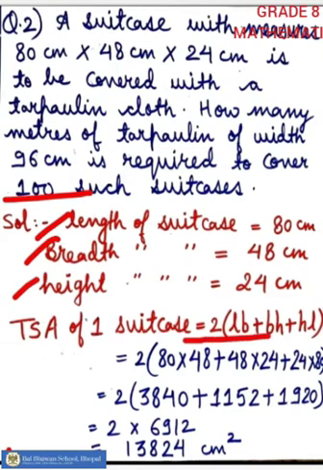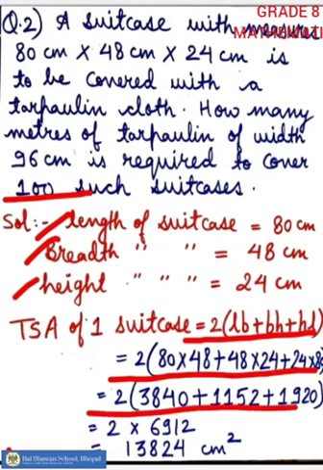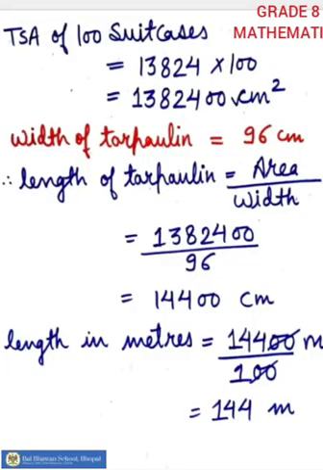Again, I'll use the same formula, twice of length multiplied by breadth plus breadth multiplied by height plus height multiplied by length. I have substituted the values. After multiplication and simplifying it, I have got 13,824 centimeter square as the area of one suitcase. Now, I will calculate the total surface area of 100 suitcases. The total surface area of one suitcase is 13,824 centimeters square. I will multiply it by 100 to calculate the TSA, total surface area of 100 suitcases.